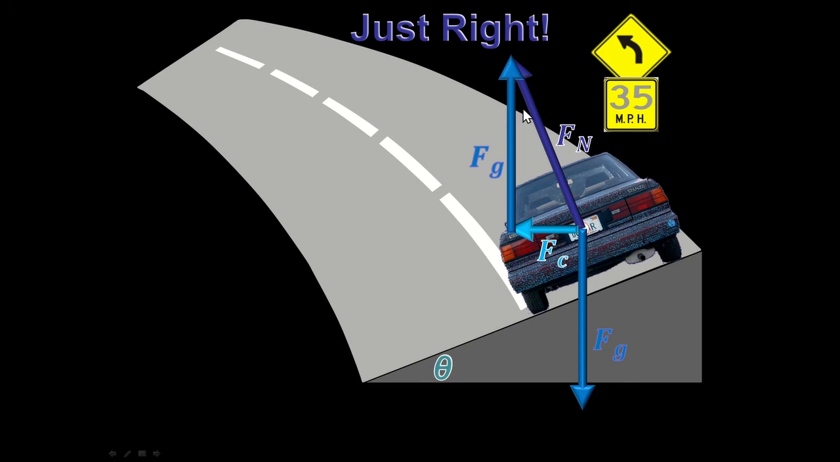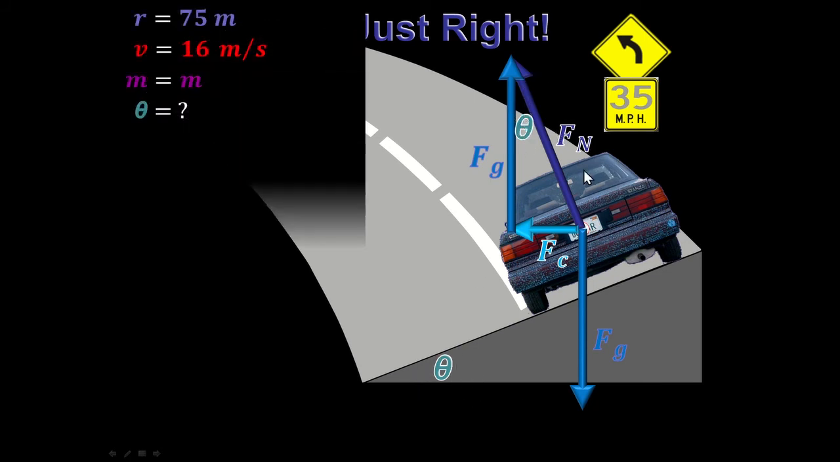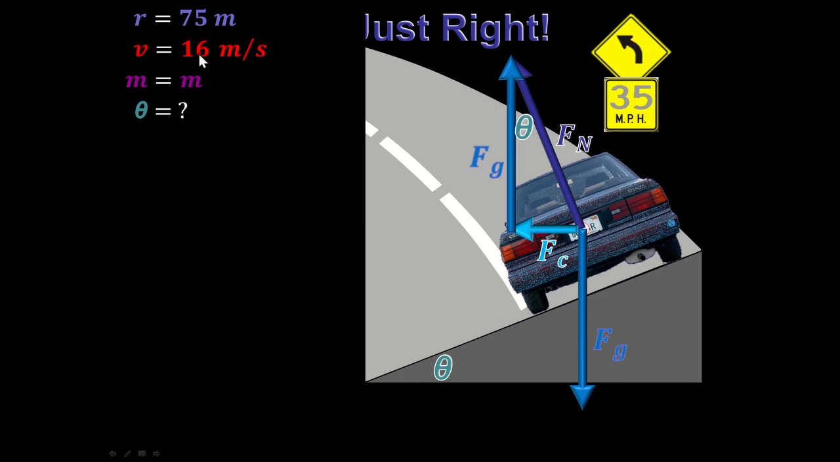To be in equilibrium in the up and down direction, the force up has to equal the force down. But to get this car accelerating correctly, that's provided by a component of the normal force. So we're going to post the speed limit at 35 miles per hour. This angle here is going to equal that angle there. 35 miles per hour is the same thing as 16 meters per second.